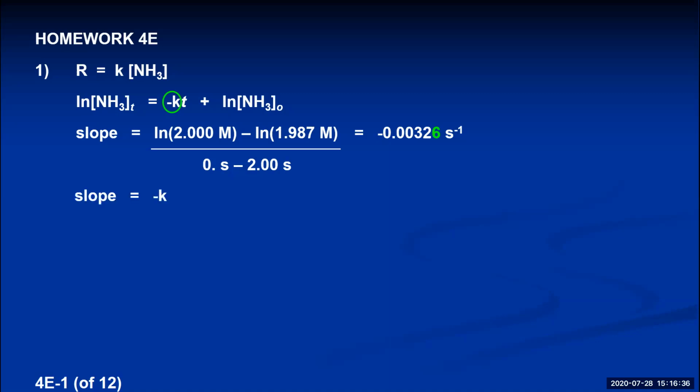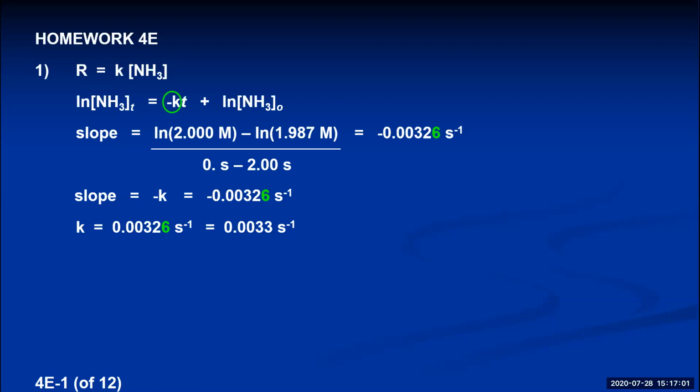Because the slope equals negative k, that means that negative k equals negative 0.00326 seconds to the minus 1. So therefore, dividing both sides by negative 1, k equals 0.00326. And because the answer should be two significant figures based upon the subtraction in the numerator, the answer comes out 0.0033 seconds to the minus 1.